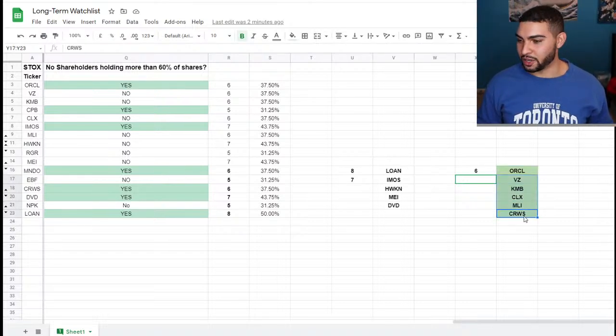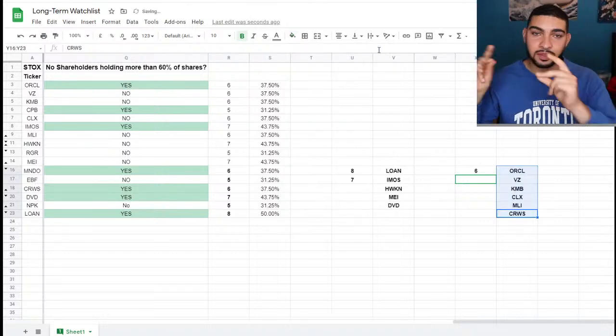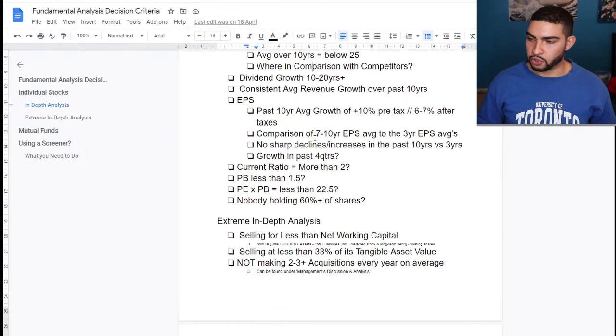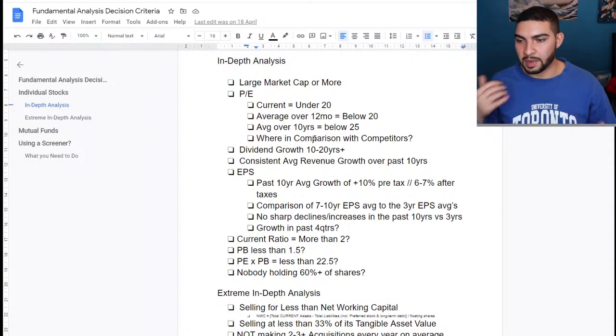Really appreciate it. Now, back to what I was saying in terms of the second factor that we're going to be looking at. This passes the market cap test. So now looking over here, we can see PE. PE, we've already done most of it. The current PE ratio is under 20. The average is below 20 over the past 12 months, and below 25 average over the past 10 years.